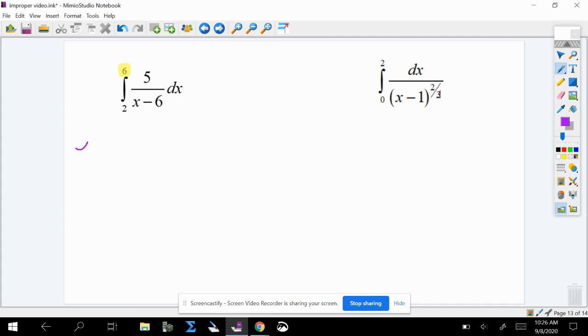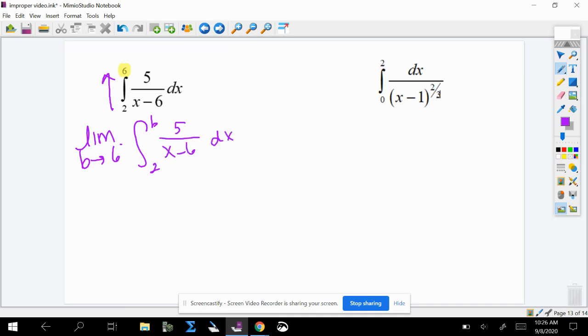So now we're going to take the limit as, I'm going to call it b since it's the upper boundary, is going to approach 6, this time from the left, because I can't get all the way to 6, but I can stop right before. So I'm starting at 2 and then going up to right before 6. So my integral from 2 to b of 5 over x minus 6.